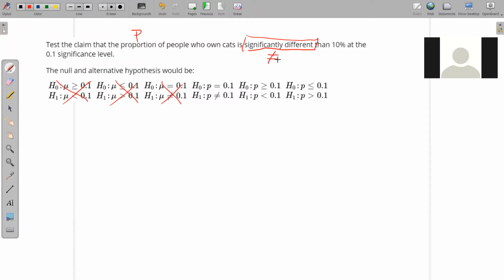So since this isn't an equal sign, or a less than or equal to or a greater than or equal to, this must be my alternative hypothesis. A null hypothesis has to have an equal sign in it. So that means equal to, greater than or equal to, or less than or equal to. An alternative cannot have an equals, which means strictly less than, strictly greater than, or just not equal. And it looks like this is the only option that fits what I have. So not equal is significantly different, which tells me I'm going to have to do a two-tail test.